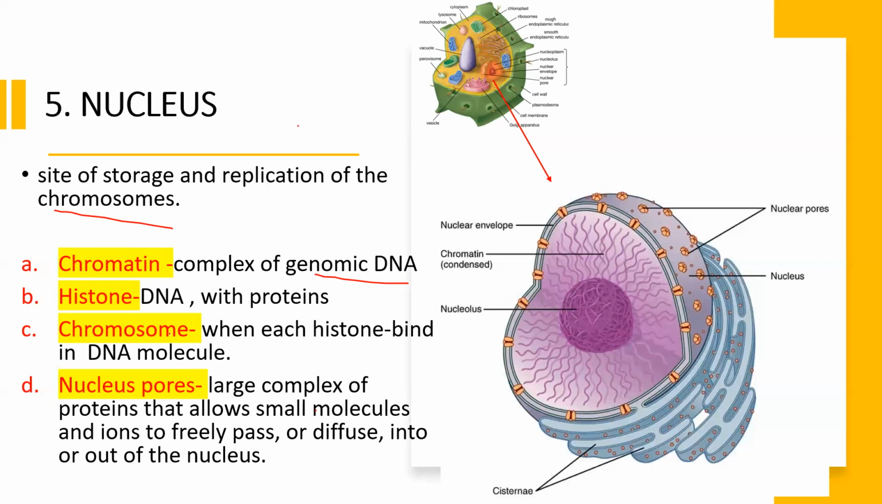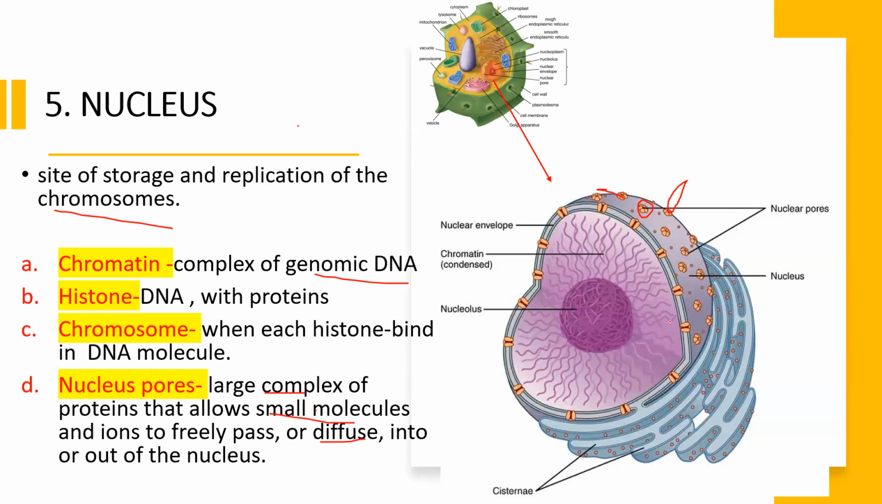And then we also have the nuclear pores. The nuclear pores are a large complex. Where are the nuclear pores here? The nuclear pores are a large complex of proteins that allow small molecules and ions to freely pass. It means there is entry and exit in the nucleus itself through the nuclear pores. They allow small molecules and ions to freely pass or diffuse into or out of the nucleus. When we say diffusing, this is what goes out. And when it accepts, it means it passes through our nuclear pores.